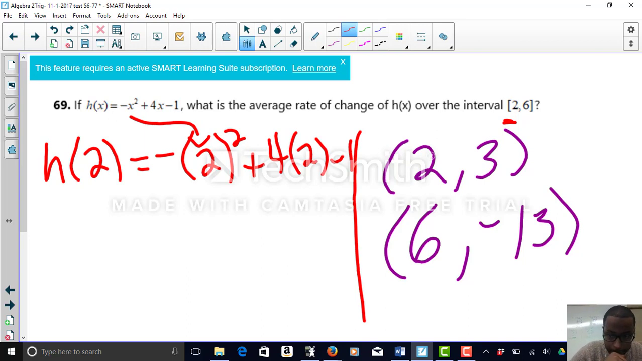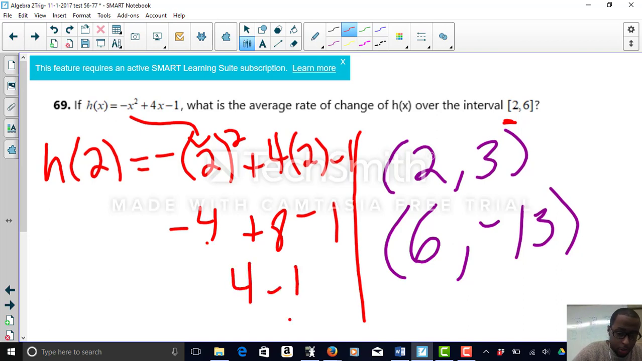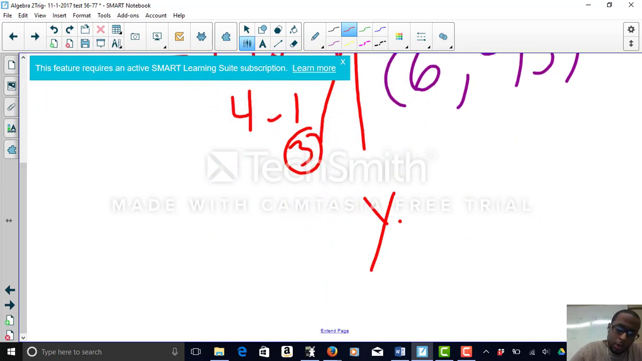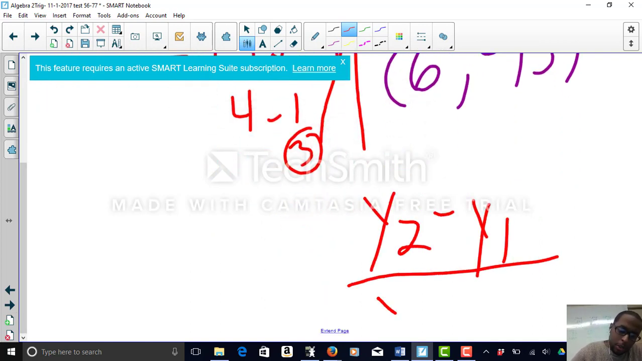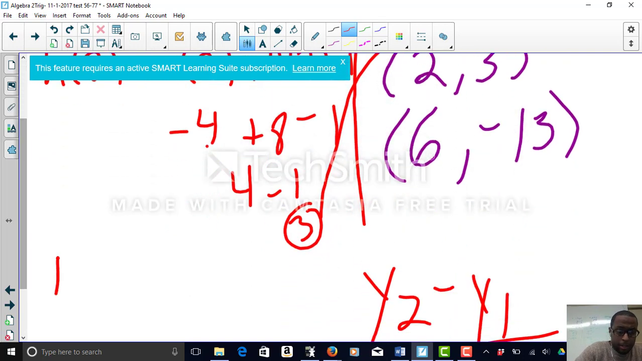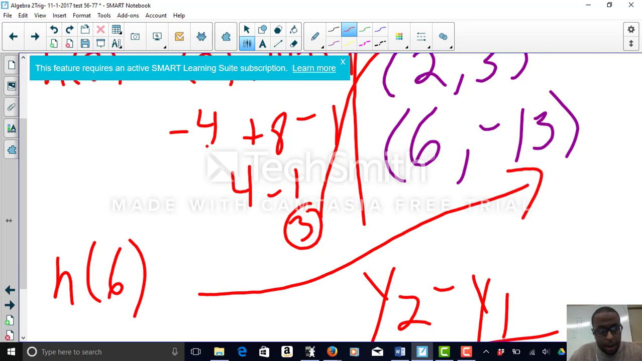Okay? 2 squared is 4, and then you have your negative on the outside, plus, that's 8, minus 1. Negative 4 plus 8 is 4. 4 minus 1 is 3. So you get the same answer either way. Okay? Once you're done plugging it in, use your formula. So y2 minus y1 over x2 minus x1. Okay? And if you don't have a calculator tomorrow, you could use the same thing. So in the second one, you're going to replace the x with 6, and you're going to get negative 13. Okay? All right.